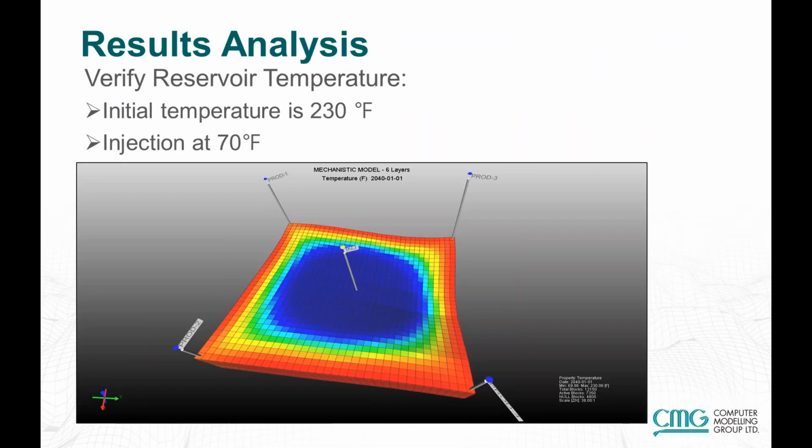Now, we can see here when we plot temperature that there's quite a large region of cooled down reservoir. So the actual region is quite large, showing that there could be quite a significant effect.